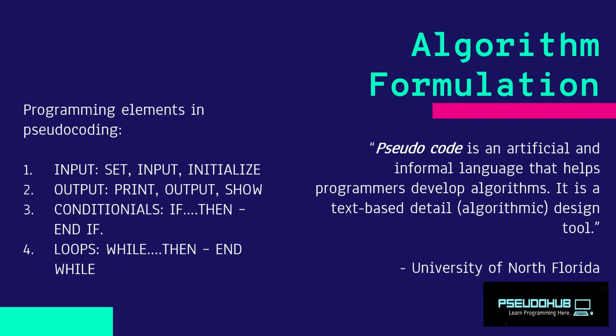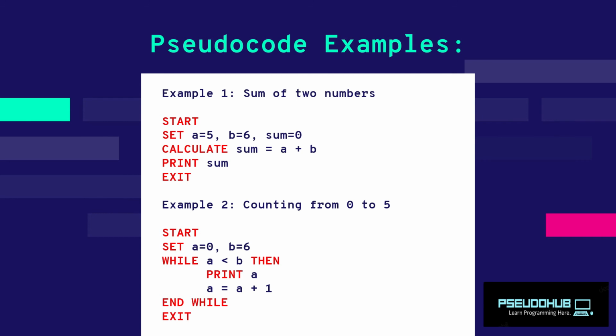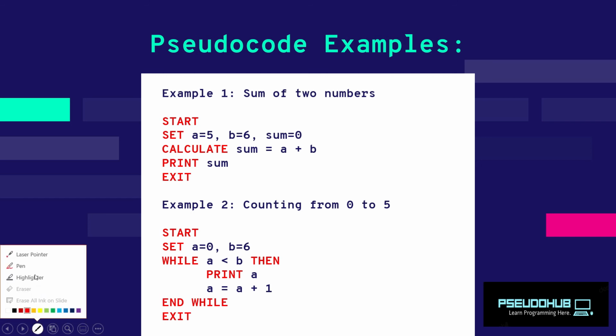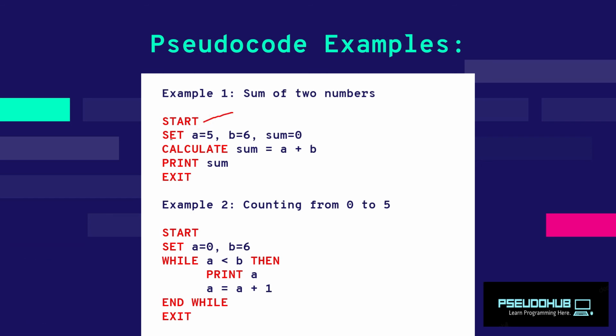Okay, so I'll give you an example of pseudocoding implementation so it's easier to understand. For example, number 1, we will get the sum of two numbers. So we start, of course, with the keyword start, because it signifies that the program will start right here. Okay, so start. And then set A equals 5, B equals 6, sum equals 0.